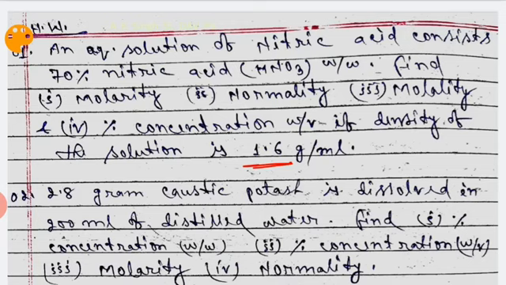Next question. 2.8 gram caustic potash is dissolved in 200 ml of distilled water. Find first, percentage concentration W by W. Second, percentage concentration W by V. Third, molarity. And fourth, normality.